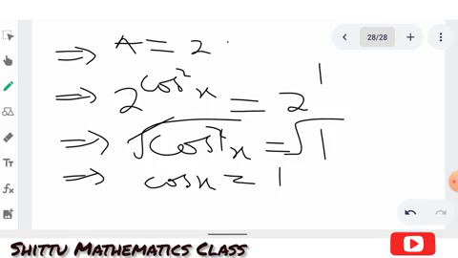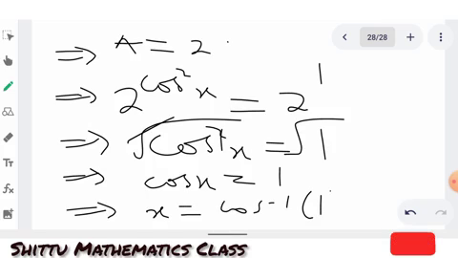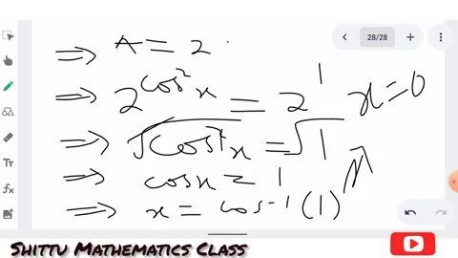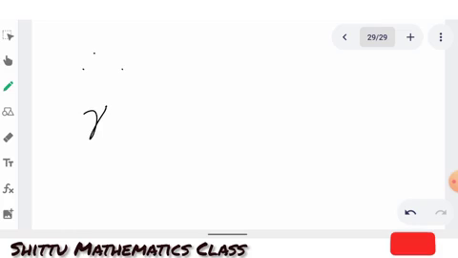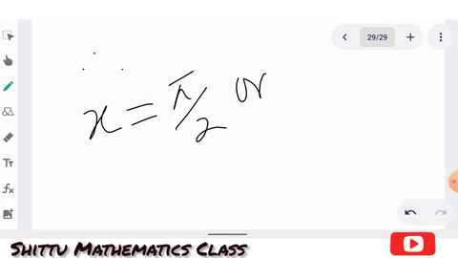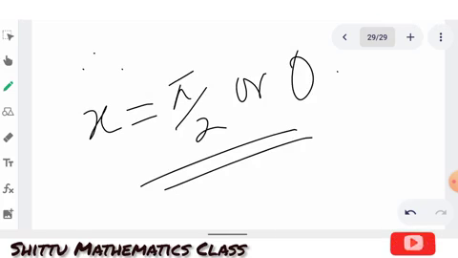So now when you have cos x to be equals to 1 here, we are going to have x to be equals to cos inverse of 1. And the cos inverse of 1 is going to give us 0. Therefore, we have x to be equals to 0. Therefore, finally, the value of x is pi over 2 or 0. And that is the final answer to the problem given to us.